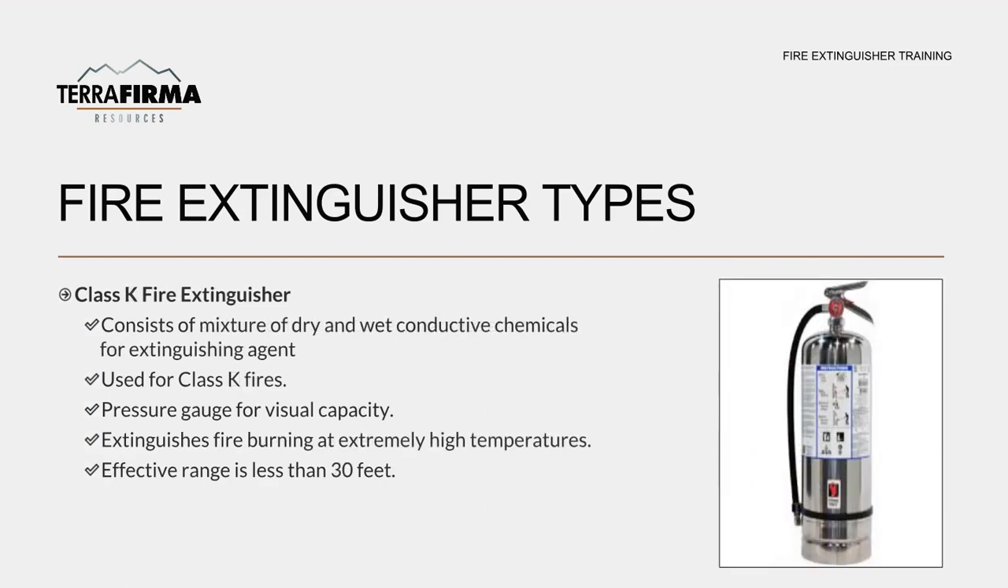A Class K fire extinguisher consists of a mixture of dry and wet conductive chemicals as an extinguishing agent. Is used for Class K fires. Has a pressure gauge for visual capacity. Extinguishes fire burning at extremely high temperatures. And has an effective range of less than 30 feet.